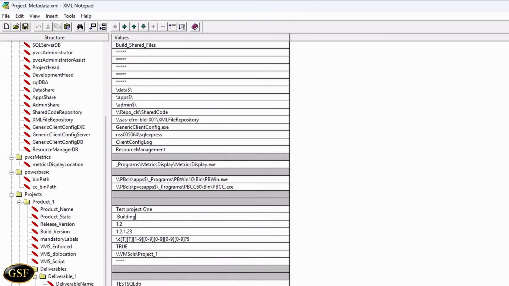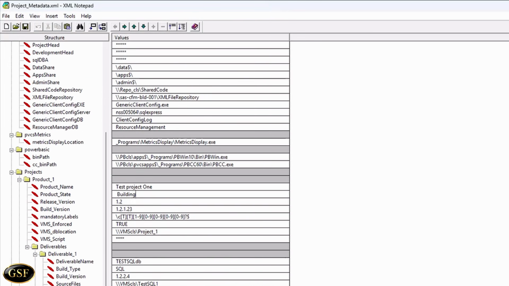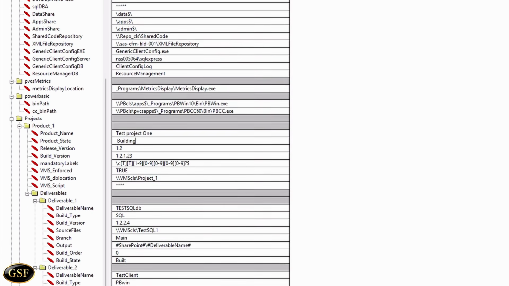So what metadata is stored on the project or product? What is the project or product name? What will the published release version of this product be? What is the build version of the product, as this build version auto-advances with each attempt to build? What are the deliverables of this project? For each deliverable, what is the version of the deliverable?